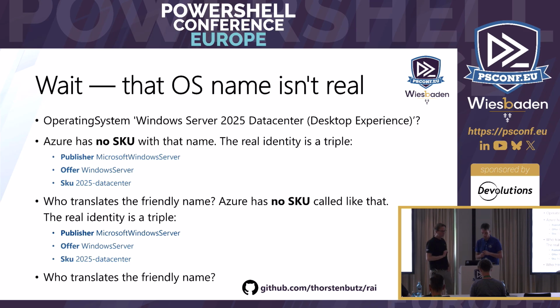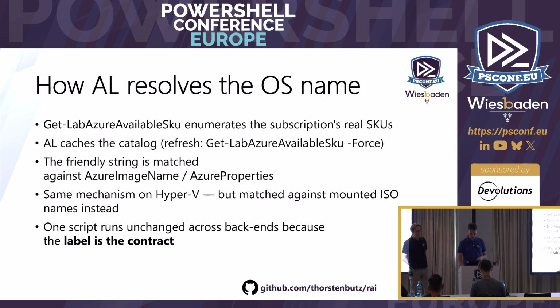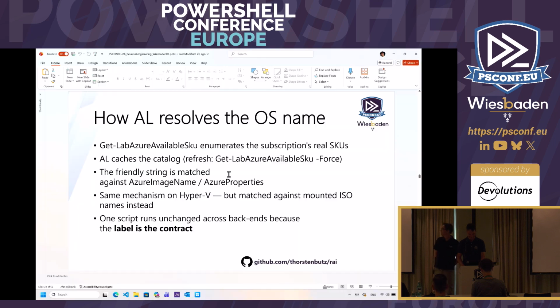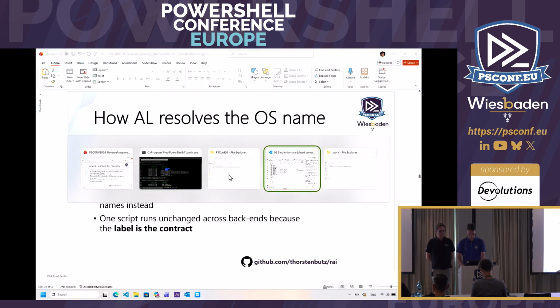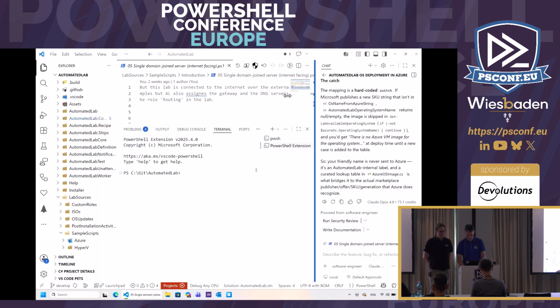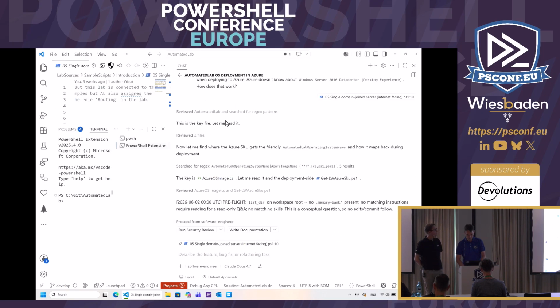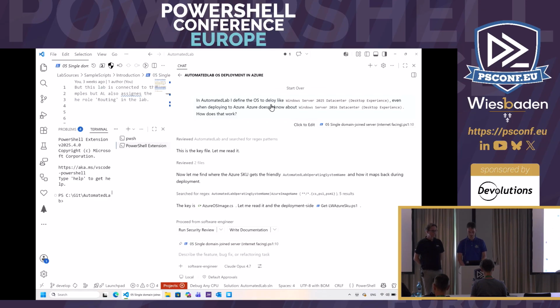Let me just go to Visual Studio, because these slides are not so meaningful at the moment. Here we are just explaining how things work, but I think it's more important how we find out how things work. And you have to escape again. I have to escape the room. This morning I used this little prompt here. Right, here we go. In AutomatedLab, I define an OS to deploy, Windows Server 2025 Data Center.